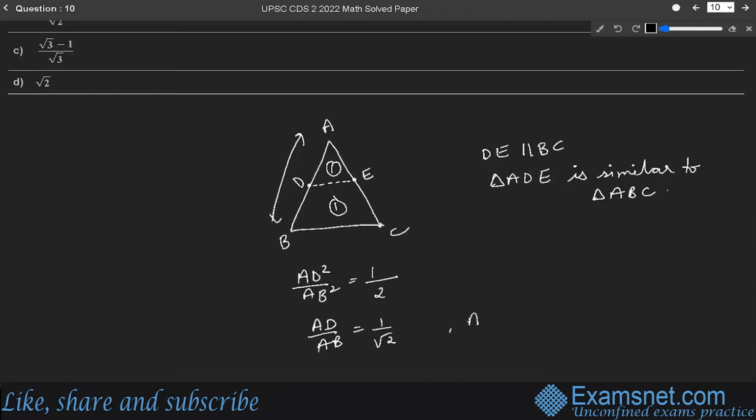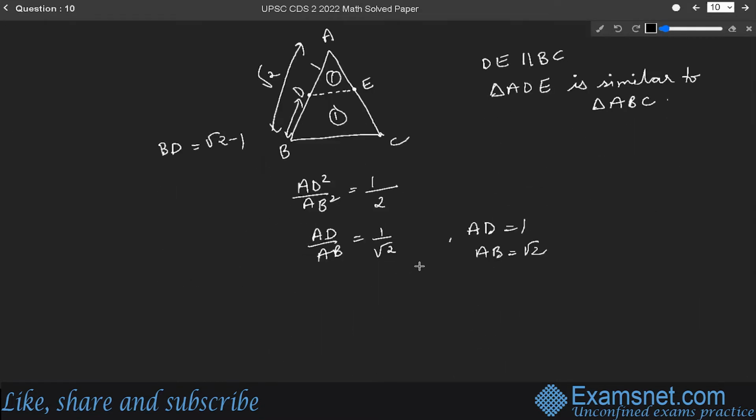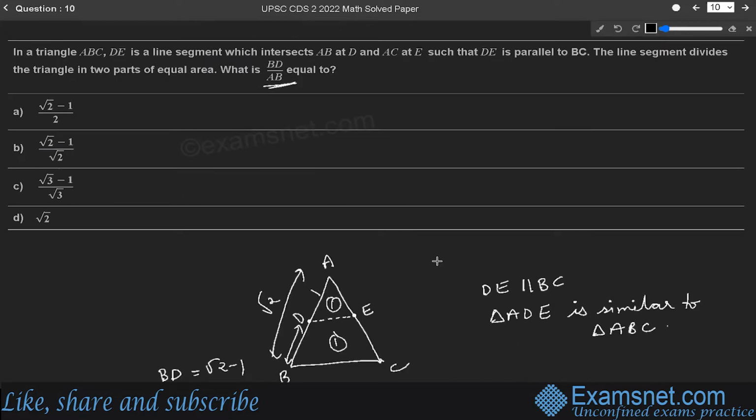It means that from here we can say that AD is equal to 1 and AB is equal to root 2. So if we want the value of BD, then BD will be equal to root 2 minus 1. And in the question, we have to find the ratio for BD upon AB. So now we have calculated the value for BD. Therefore, BD upon AB will be equal to root 2 minus 1 upon, what is the value of AB? AB is root 2. So this is the required ratio for this question. Therefore, we can say that option number B is correct for this question.